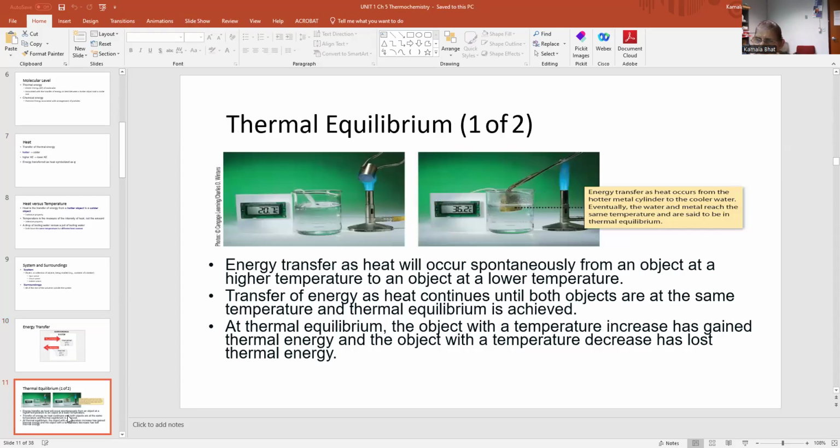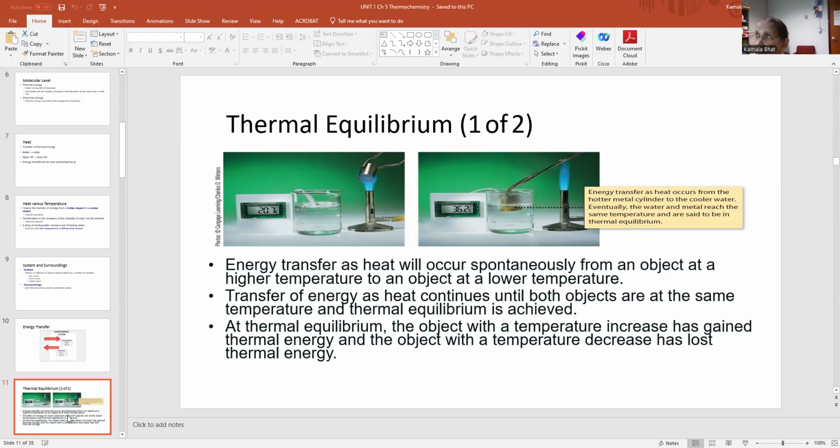Now, whenever there is a change, heat energy is transferred from one system to the other. The best example is if you take hot water and add cold water to it, immediately the hot water is going to lose heat and the cold water is going to get warmer, till both of them reach the same temperature. When the same temperature is reached, then we say that a thermal equilibrium has been established.